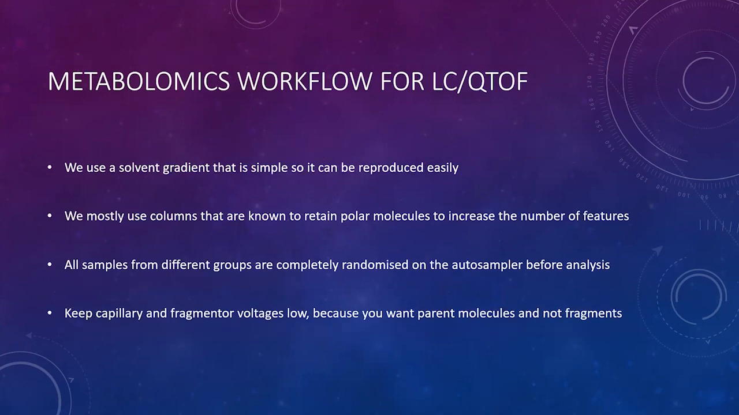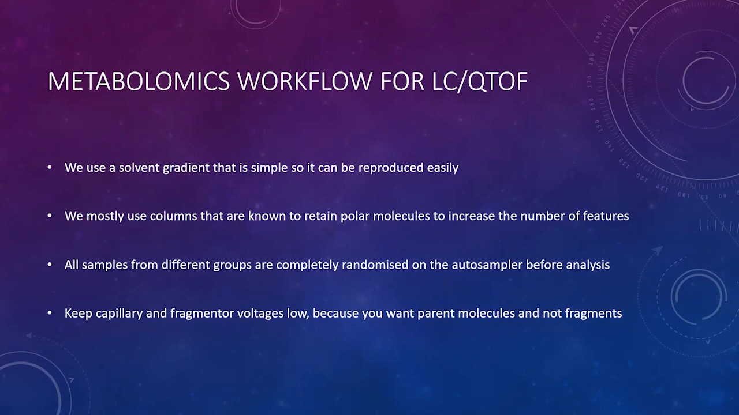Now, we use solvent gradients that are simple, and we use solvents that are simple. I normally use acetonitrile with 0.1% formic acid with water that also has 0.1% formic acid. I don't see any reason to use complicated solvent gradients and complicated mixtures of solvents, because we're really trying to just easily separate in a 20-minute run, which is what we use. We're trying to separate these compounds out to show the features.